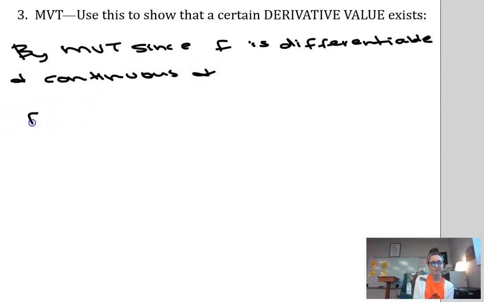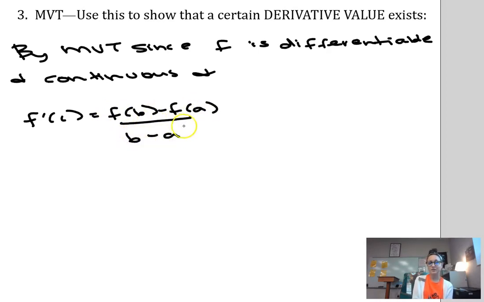and then we need to show the math, and remember the conclusion of MVT was this: f prime of c equals f of b minus f of a all over b minus a. And this fraction right here should simplify to the number they're wanting you to show that the derivative is equal to. All right, so that is all.